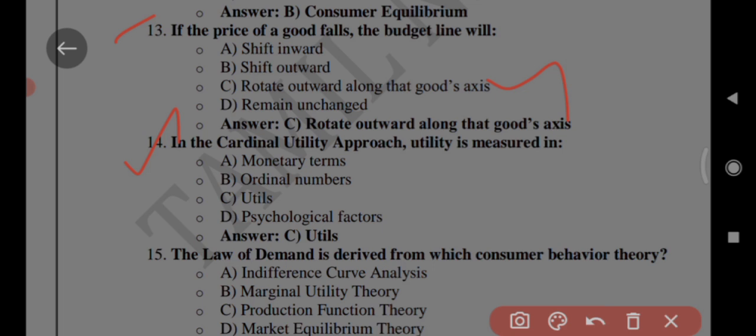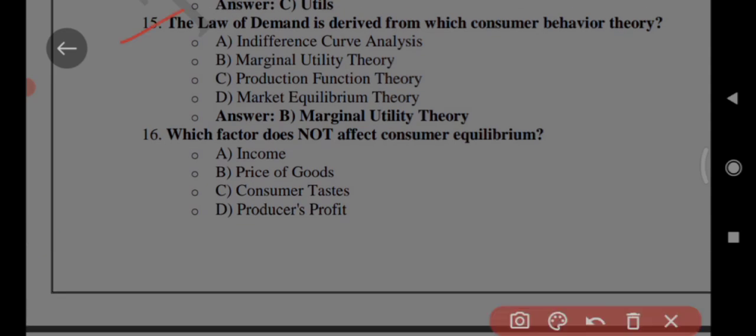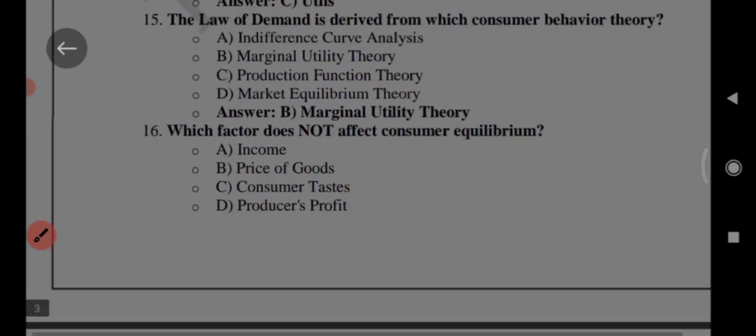In the cardinal utility approach, utility is measured in option C, utils. The law of diminishing marginal utility is derived from which consumer behavior theory? Option B, marginal utility theory. Which factor does not affect consumer equilibrium? Option D, producer profit.